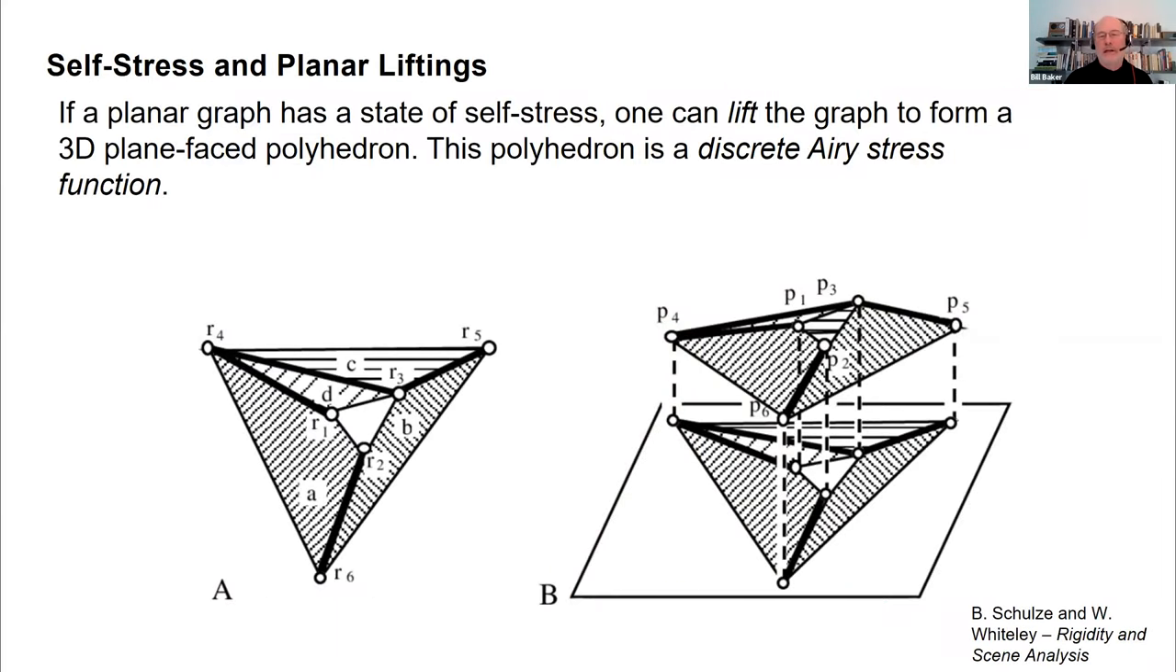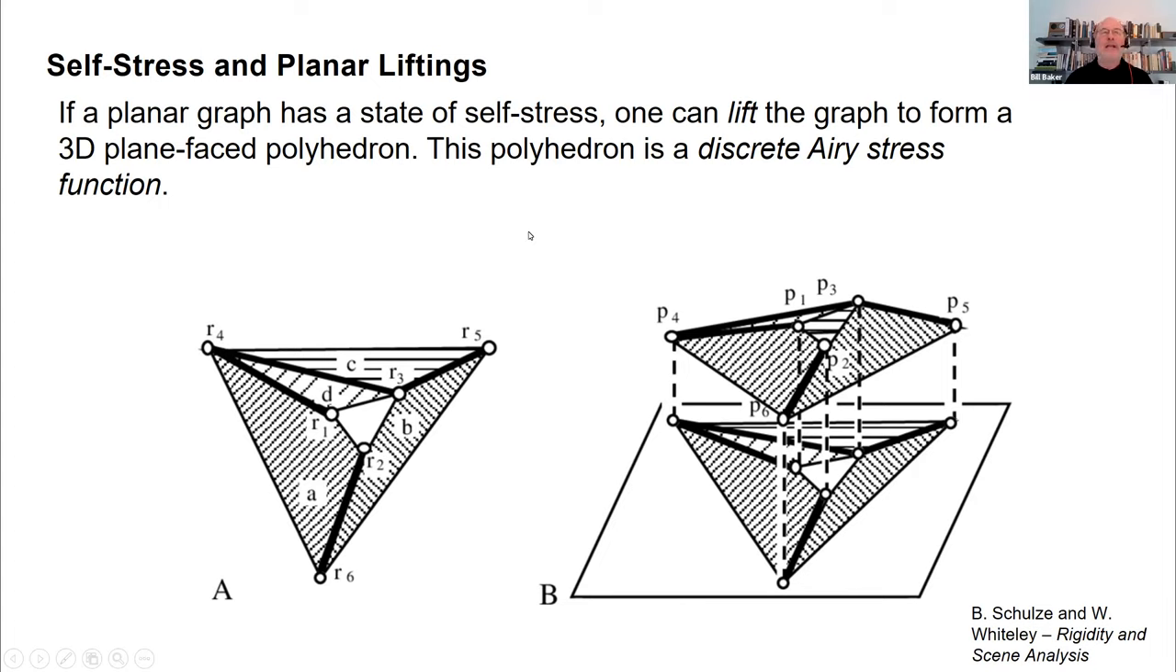Now, let me borrow from your world a little bit. Here we have figure A, a graph, okay? It has one state of self-stress. And because it is a planar graph, you can untangle it. So if a planar graph has a state of self-stress, one can lift the graph to form a 3D plane-face polyhedron. You can see in figure B how that two-dimensional drawing graph has been lifted to a three-dimensional plane-face polyhedron.